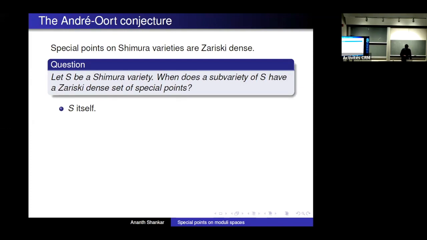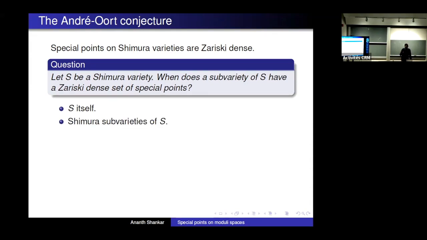But if we want to understand the algebraic distribution of special points in the Shimura variety, then the natural question to ask is, when does a subvariety of a Shimura variety have a Zariski dense set of special points? Now, given that special points are dense in the whole Shimura variety, well, S itself is a subvariety that has a Zariski dense set of special points.